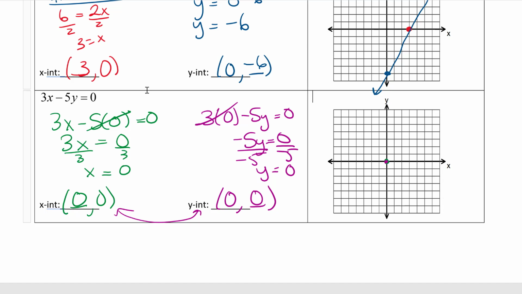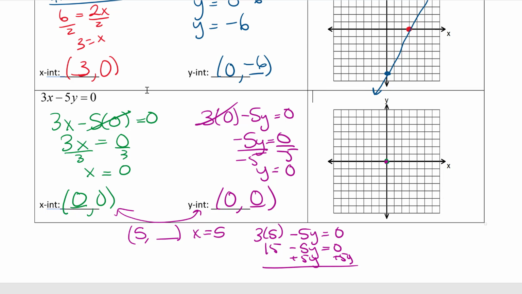So let's see, I don't know, we could pick x is equal to 5. So if I pick x is equal to 5, we have 3 times 5 minus 5y equals 0. So that's 15 minus 5y equals 0. Add 5y to both sides. So that's 15 equals 5y. Divide both sides by 5. And I'm getting y equals 3. So at 1, 2, 3, 4, 5, you get 3.